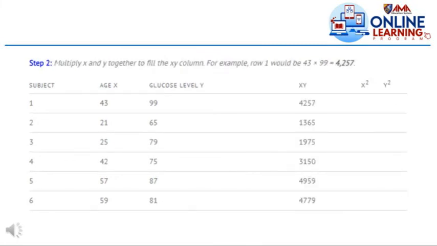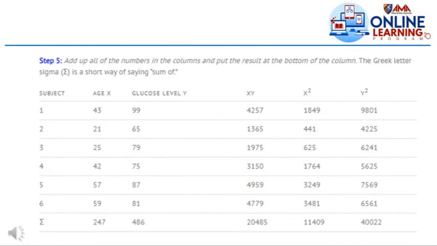Okay, so first we have to get the product of X and Y, or the column for X and Y variable. So we have to multiply 43 times 99, we have 4,257. 21 times 65 is 1365. 25 times 79 is 1975. 42 times 75 is 3150. And then 57 times 87 is 4959. And then 59 times 81 is 4779. So we just multiply the value of the variable X and variable Y per row. So we have here now the value of each column.